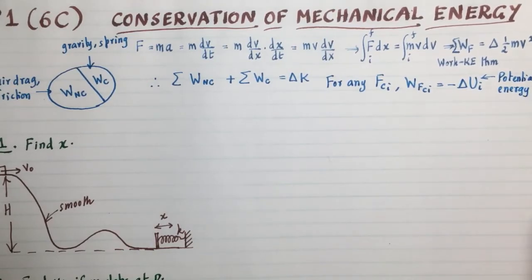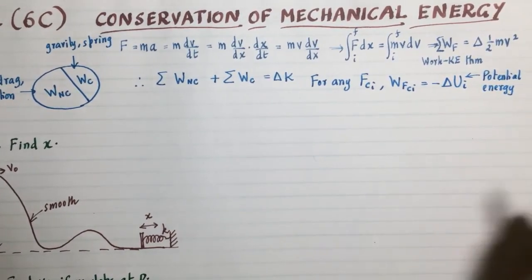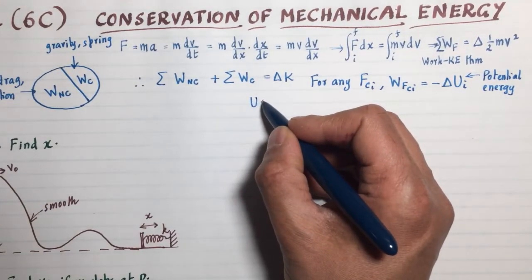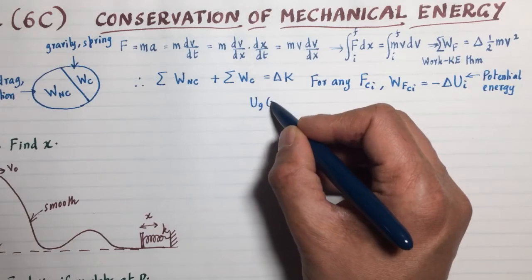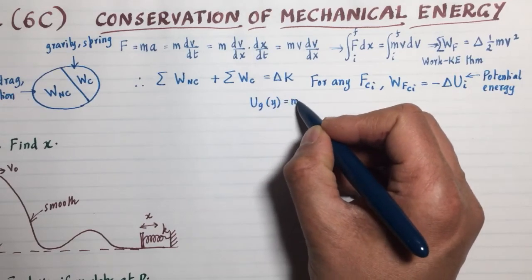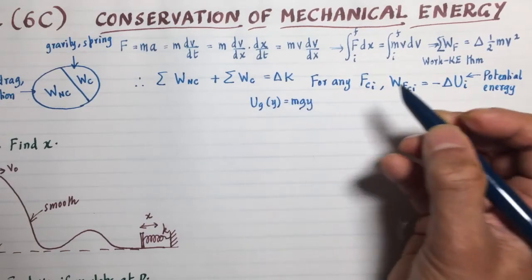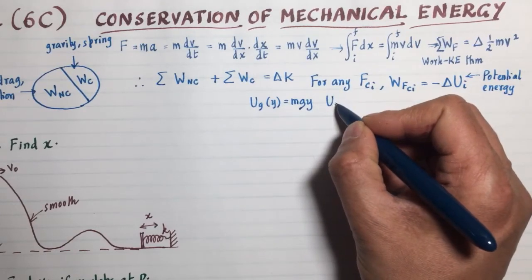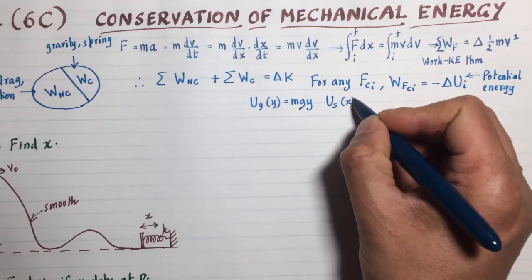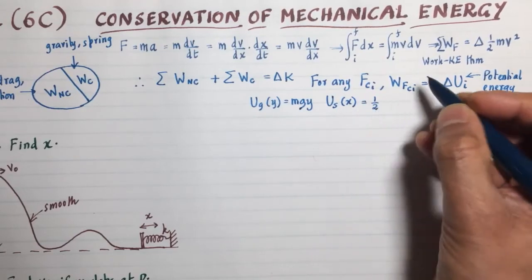So famous examples of potential energy include the gravitational potential energy, for example, Ug. The gravitational potential energy as a function of y is mgy. It depends only on the height. And the potential energy of the spring, Us, is a function of x, and that's 1/2 kx squared.